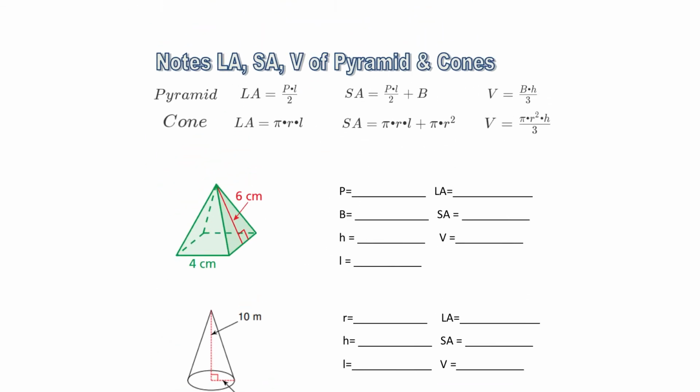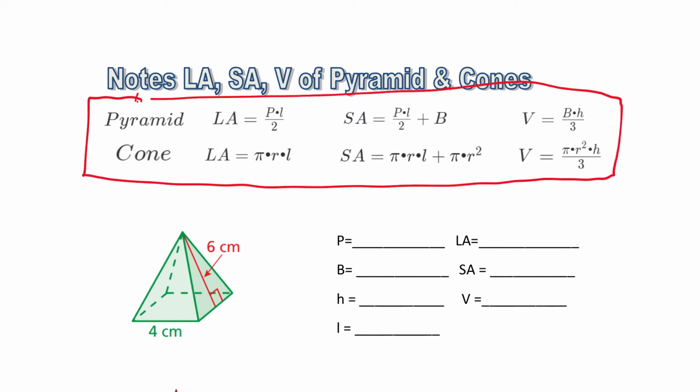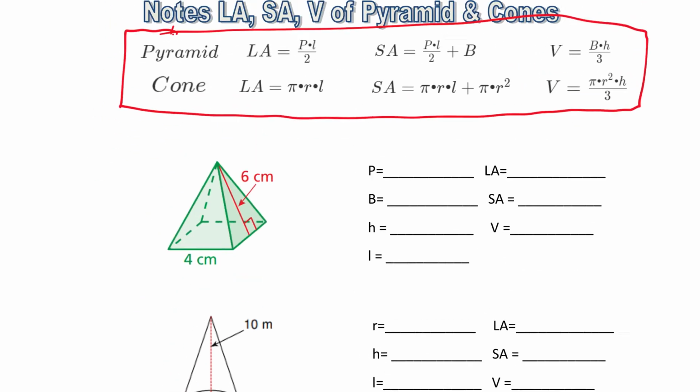Okay, so what we're doing today is we're practicing all the stuff we've done this week, finding lateral area, total surface area, and volume of pyramids and cones. I've got all the formulas right here. So as you're working through your stuff today, make sure you carry that around with you so you can remember all these formulas. So let's work out a couple of these problems.